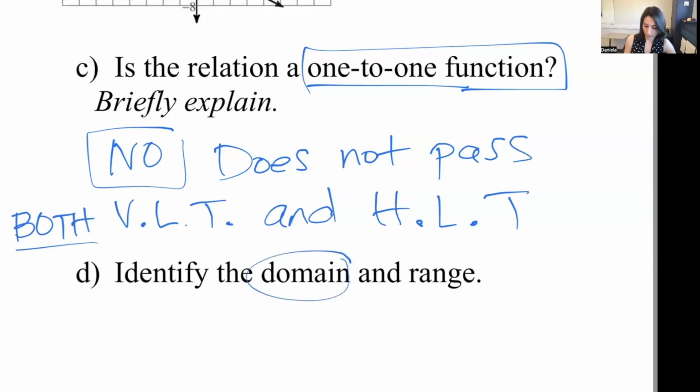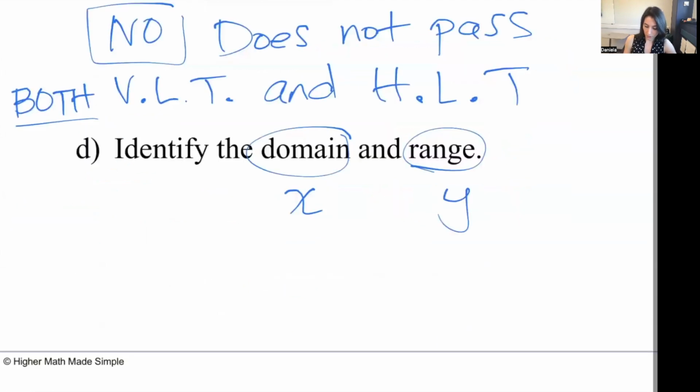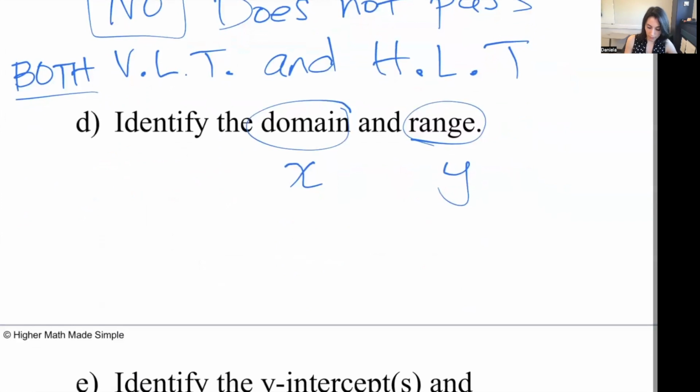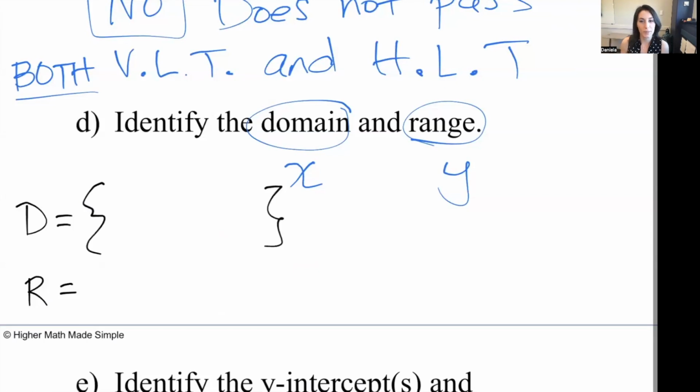Okay, so now we're going to identify the domain and range. So the domain is the set of all x values, and the range is the set of all y values. Depending on your teacher, but most likely you are going to have to use proper notation. If not, well, that's pretty cool. So D stands for the domain and R stands for range. The domain is a set of numbers, so you should be using those curly brackets. And the range is also a set of numbers. So the domain is the set of x values, and the range is the set of y values.